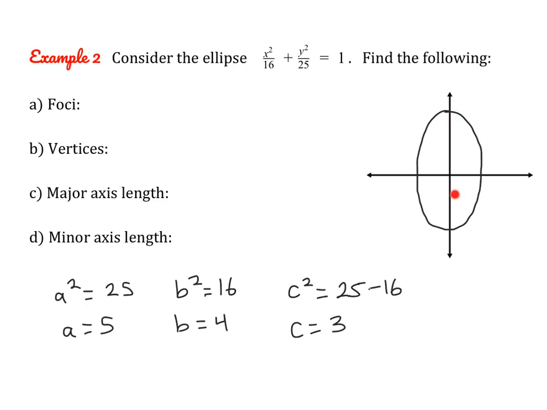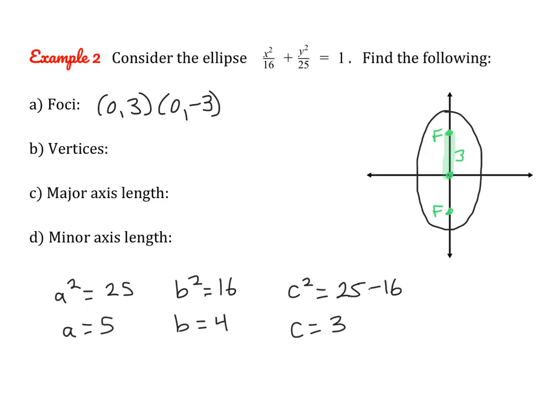So in this case, you can see that since we have a vertical ellipse, our foci are going to be above and below your center. They're going to be along your major axis. So again, we know that the distance from the center to your focus is 3. So this distance is 3, which means your foci will be at (0, 3) and (0, -3).